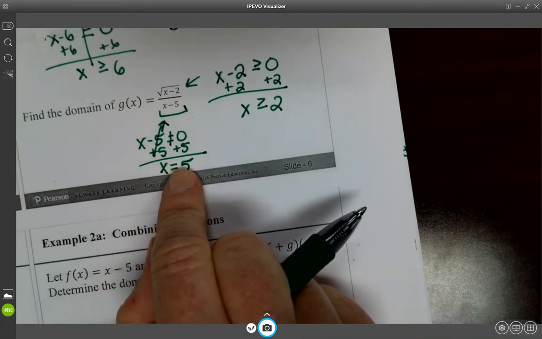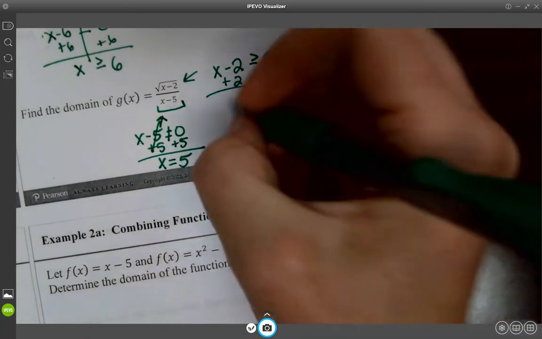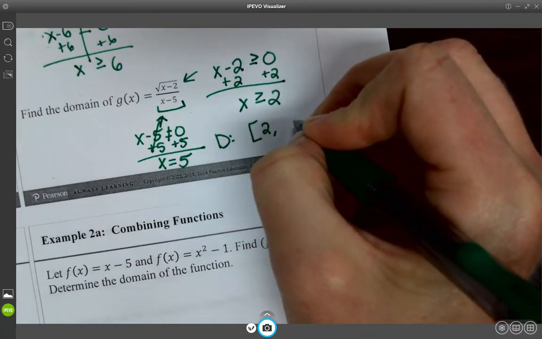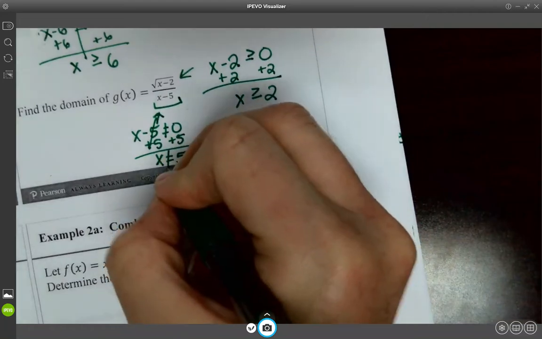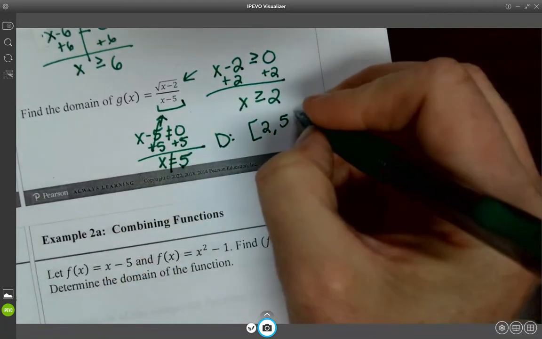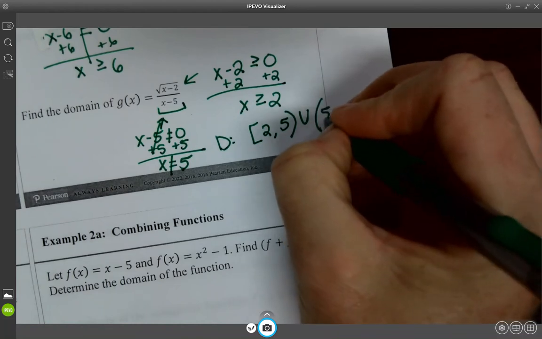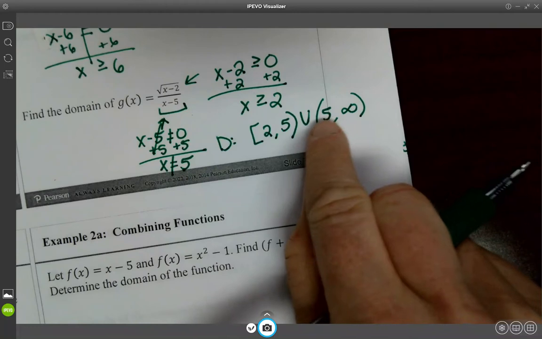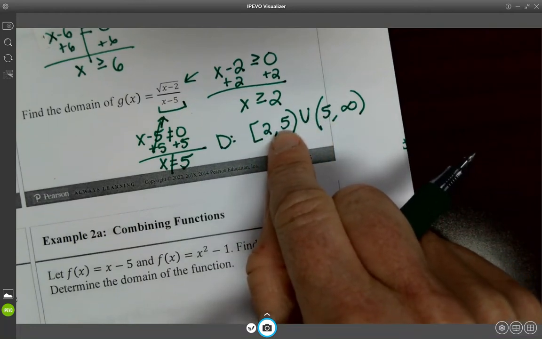So 5 is not included. So let's go least to greatest. It has to be greater than or equal to 2. So domain is going to start at 2 and go up to 5. Forgot to put the line through there because it does not equal it. And then union that with 5 to infinity. So whenever we have these parentheses here, that means that 5 is not included, but it goes up until 5, not including 5.